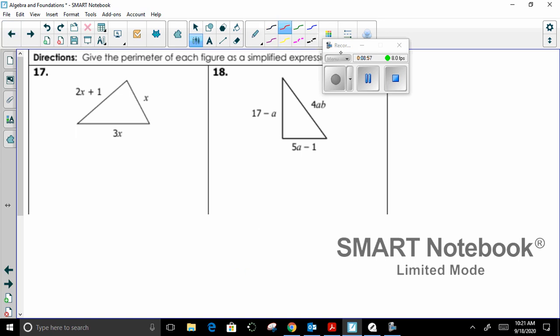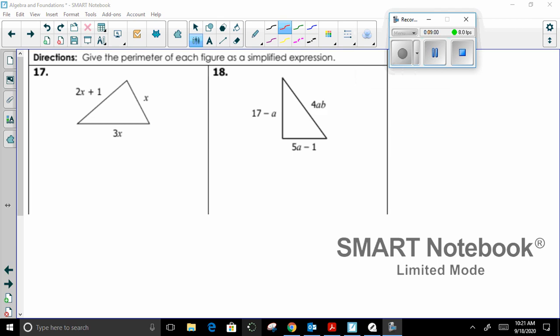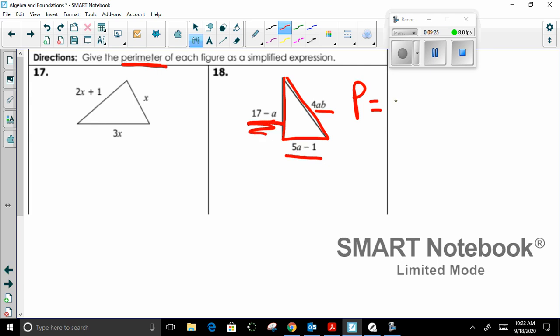All right, let's try some geometry. It says give the perimeter of each figure as a simplified expression. Remember, perimeter means act like you are here. I walk all the way around every side, and I take each side and I add it together. So the perimeter equals the first side plus the second side plus the third side.